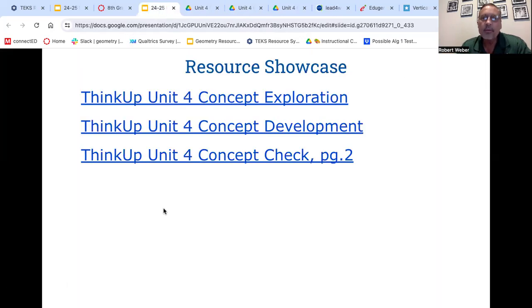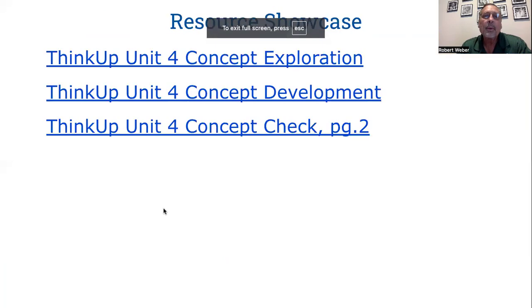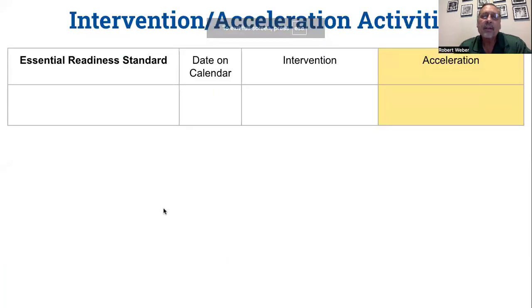Okay, let me walk through the remainder of this. So intervention and accelerations, we really don't have any for this. It's a brief unit with only one readiness, so it goes fairly quickly.